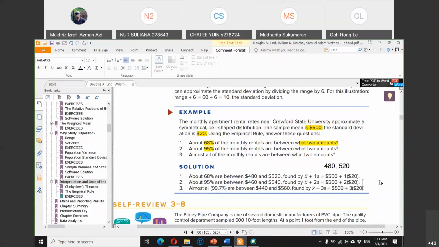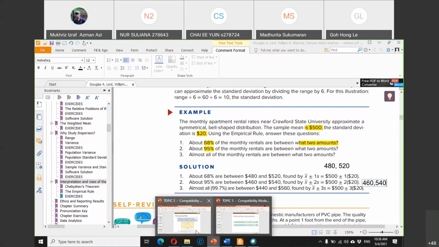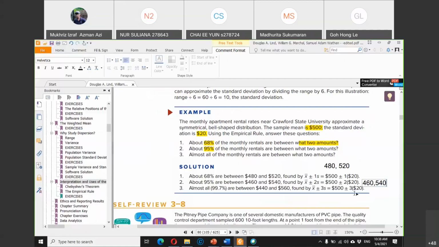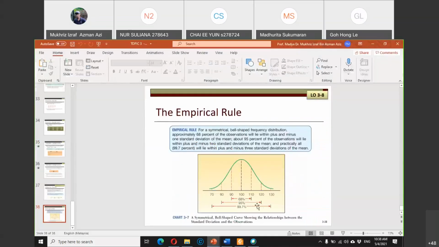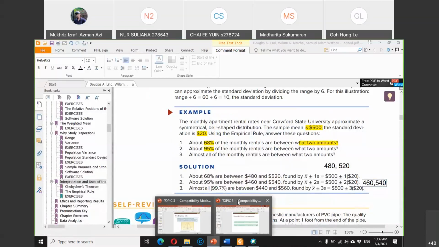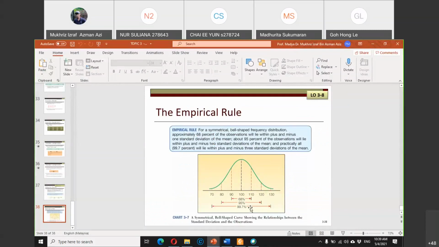So you're going to get the minus side, 460 up to 540. So 500 minus 40 and 500 plus 40. If you refer to this, for 95%, this value is similar to our 460 here, and 540 is similar to 120. So this value is 540. If we want to put this value in this diagram here, that represents 95%.